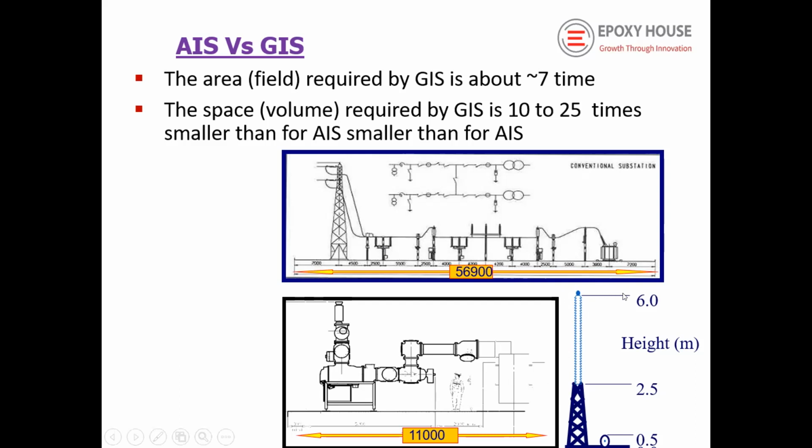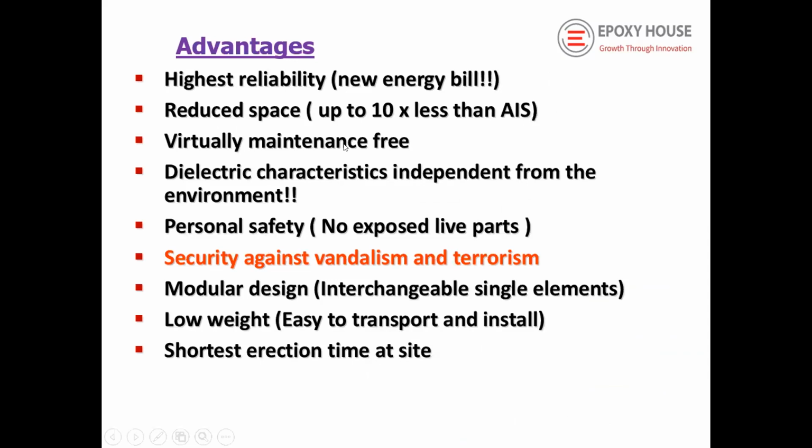If you see the insulator, the height is about 6 meter in the case of air insulated, but here the height is about 0.5 meter only. The bus bar diameter is about 0.5 meter only. This much size you can reduce to lower the total cost. So based on that, it now has the highest reliability in the smallest space, almost 1/10 of the AIS.